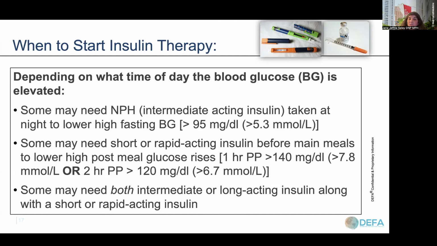And some people will need both intermediate or long acting insulin along with the rapid acting insulin for their meals. So they'll need to lower their fasting and also to lower their postprandial glucoses. If they need both, then I would probably just go ahead and use a long-acting insulin like glargine and not NPH because they need help throughout the day. And then again, we would prefer a rapid-acting insulin over regular insulin because it works faster and doesn't last as long.